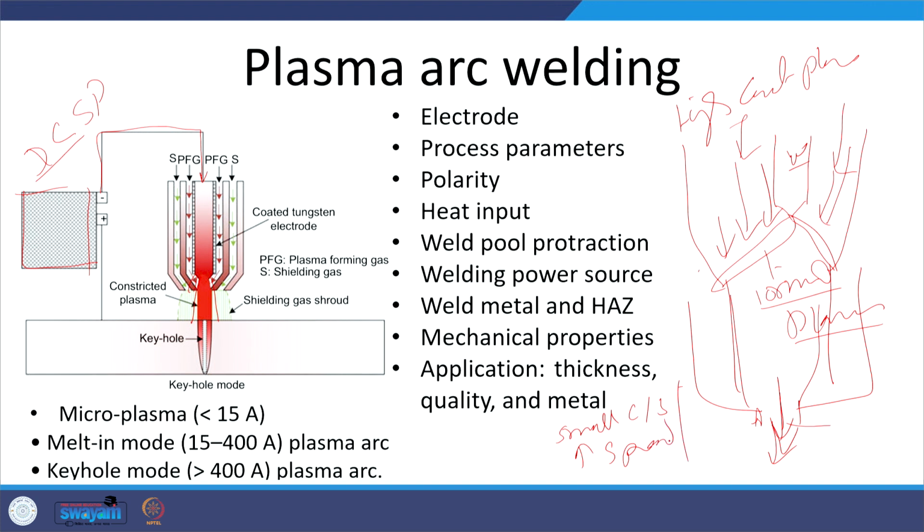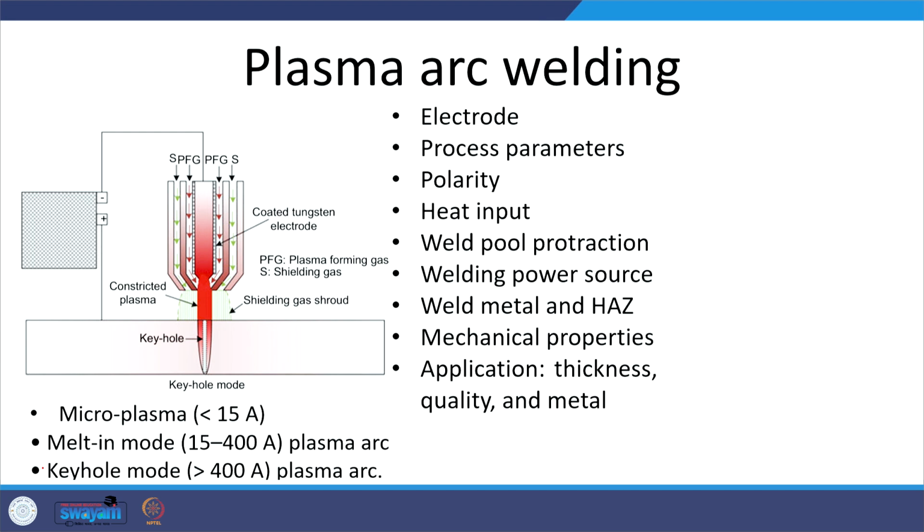Reduction in cross section of the plasma and increased speed of the plasma. When these two things happen, the power density is enhanced significantly in the plasma, and that increased power density helps in fast melting of the faying surfaces of the base metal, and that in turn reduces the heat input required for the welding purpose.